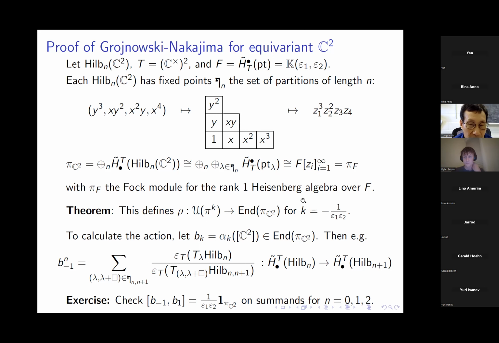It's a little bit misleading. There are no other things except C2. Yeah, in this example, that's right.